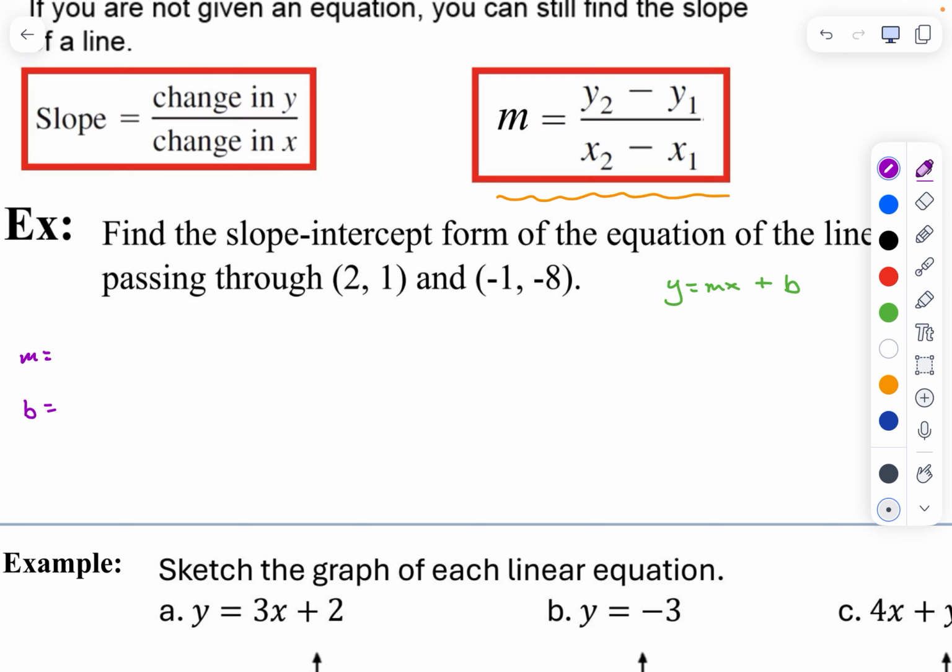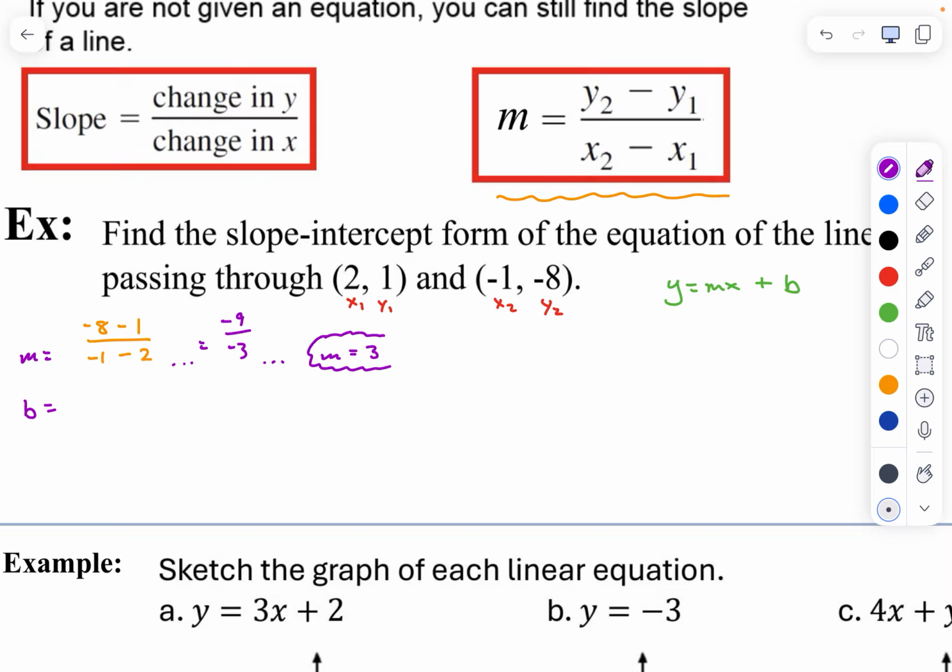So if I'm given these two coordinates, the first coordinate we could vary here, but I'm going to call it x1, y1, x2, y2. Do we agree that we could calculate the slope by taking y2, negative 8, minus y1, which is 1, over x2 minus x1, so negative 1 minus 2. And fairly quickly, we could start to make some progress. Negative 8 minus 1 is negative 9, over negative 1 minus 2 is negative 3. So hopefully we're solving the mystery here that the slope is going to be 3.